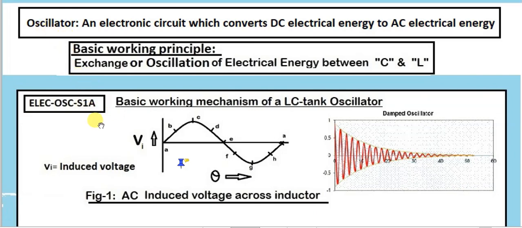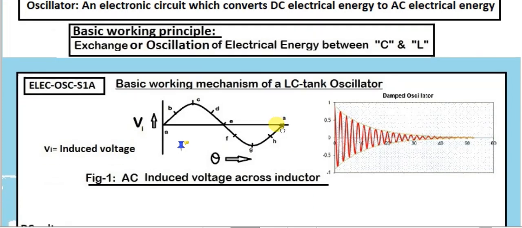In today's lecture we are going to discuss the basic working principle of an oscillator. What is an oscillator? An oscillator is an electronic circuit which converts DC electrical energy to AC electrical energy. In fact, the basic working principle is that there is an exchange of oscillations of electrical energy between the capacitor and inductor, C and L.